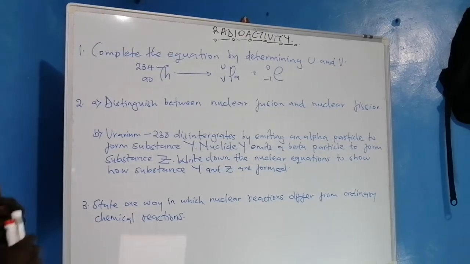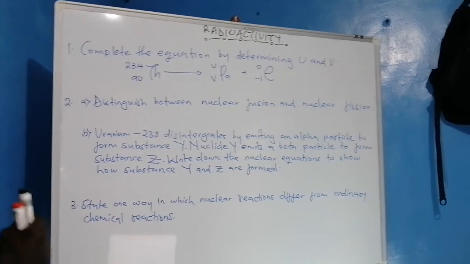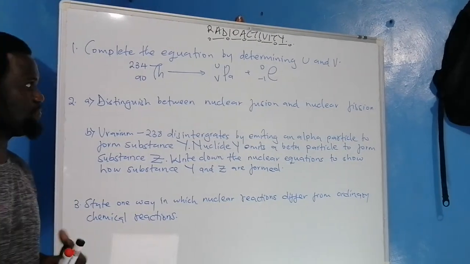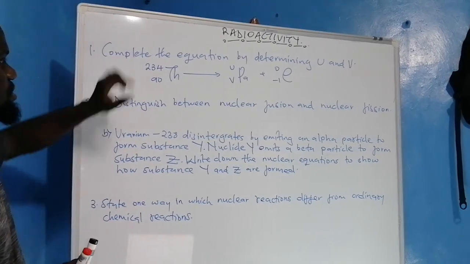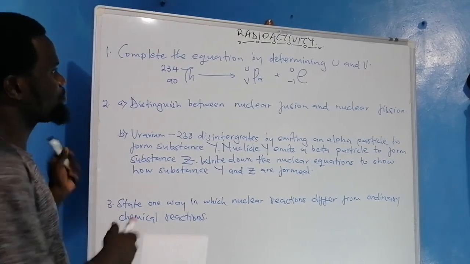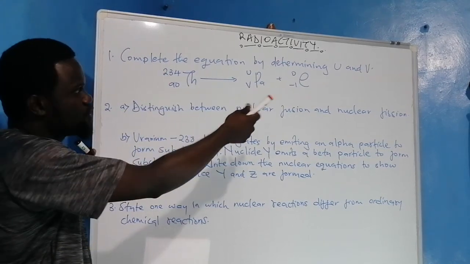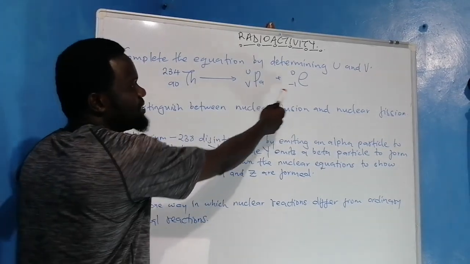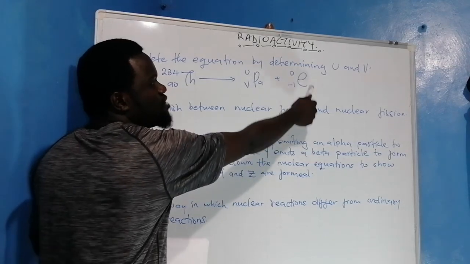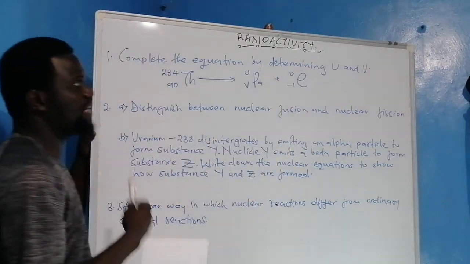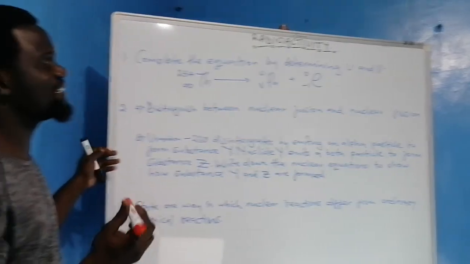We are asked to complete the equation by determining U and V. So we have such an equation. Now in radioactivity, we have unstable nuclides that, when they disintegrate, produce other nuclides, and these ones are called particles, and energy. That process is called radioactivity.